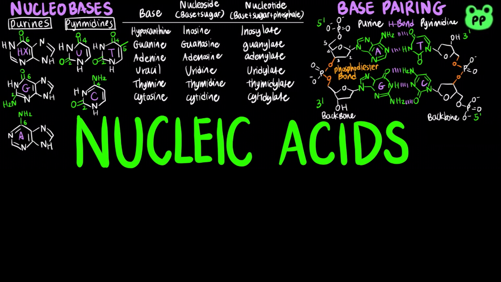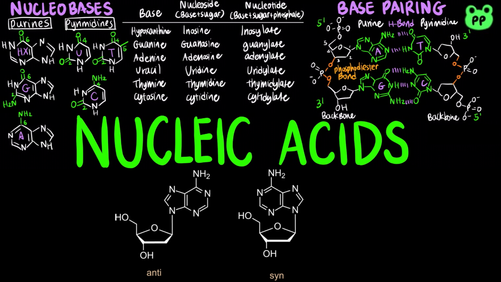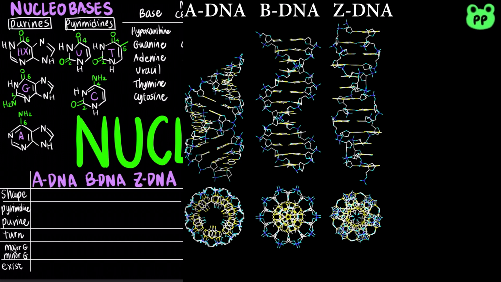The second aspect of structural variation has to do with the rotation about the glycosylic bond between the nucleobase and the sugar. The anti-conformation has a smaller group above the sugar ring, while the syn conformation has a larger group above the sugar ring. Due to steric hindrance, the anti-conformation predominates in nature. DNA molecules have 3 structural variants.